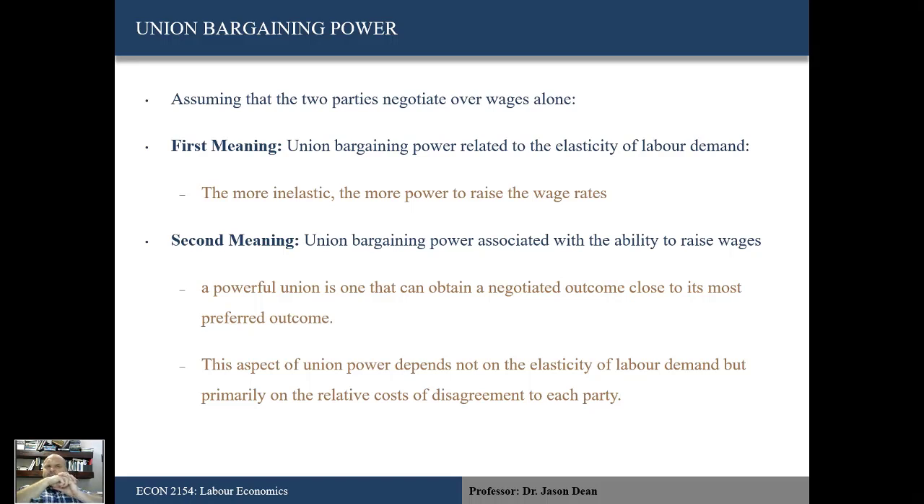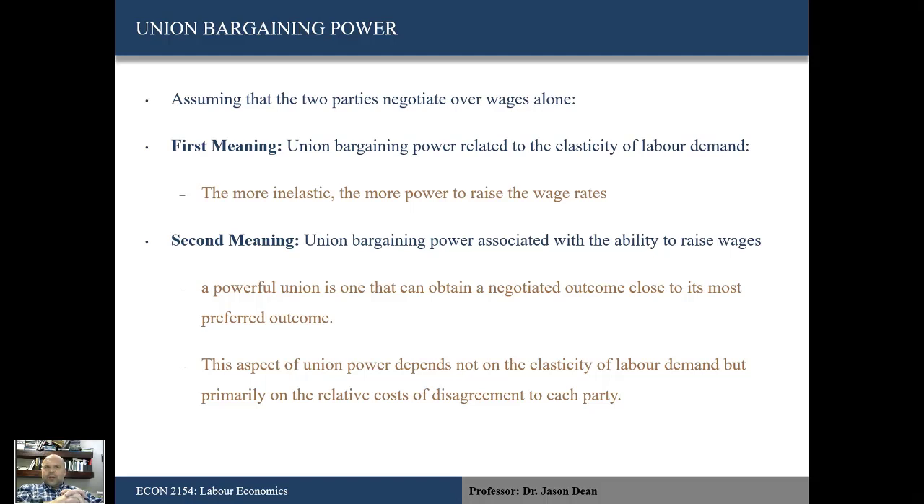Remember, when you're talking about negotiations, there's a cost to disagreement for each party. And if we think of the typical situation, we have a firm and we have employees or workers. If they go on strike and they don't make an agreement, they both have costs. The firm loses profit because they're not producing anything, and the workers and the union lose out on a wage. So there's a very strong incentive for both of them to make sure they come up with an agreement.